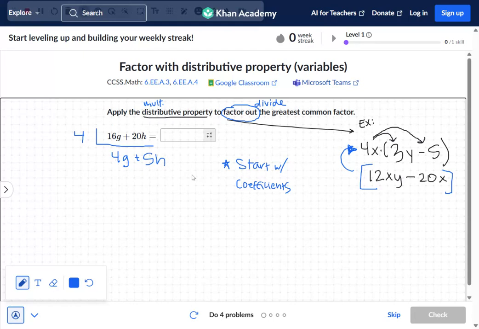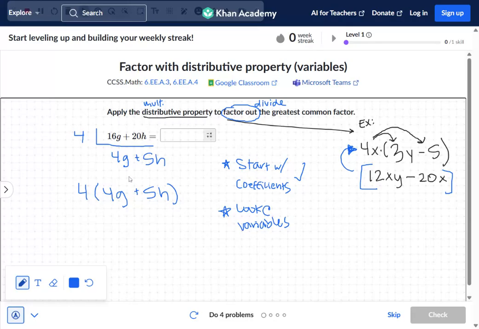Again, we always want to start with coefficients. We're scanning 4 and 5. Anything else in common? No. 5 is prime. Done with coefficients. Next we're going to look at variables. So we've got a G and an H, and we're asking ourselves, do they have anything in common? Well, if they were the same letter, then yes, but they're not. So in this case, this was all we could do. So 4 times (4G plus 5H).